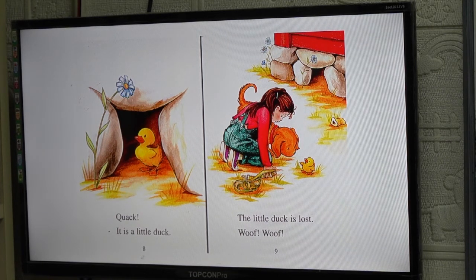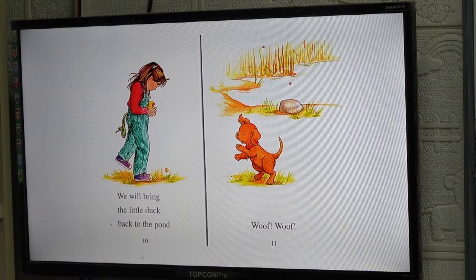Quack, quack. It looks like the little duck is lost. Do you think Biscuit can help it? Let's see. So Jane has an idea. She says that we will bring the little duck back to the pond because the pond is the home of the ducks, right? So they decided to go back to the pond. And Biscuit is very, very excited because his new friend can get back home.